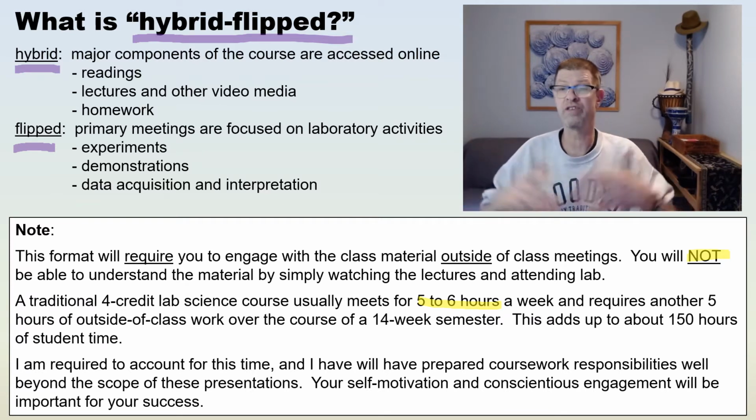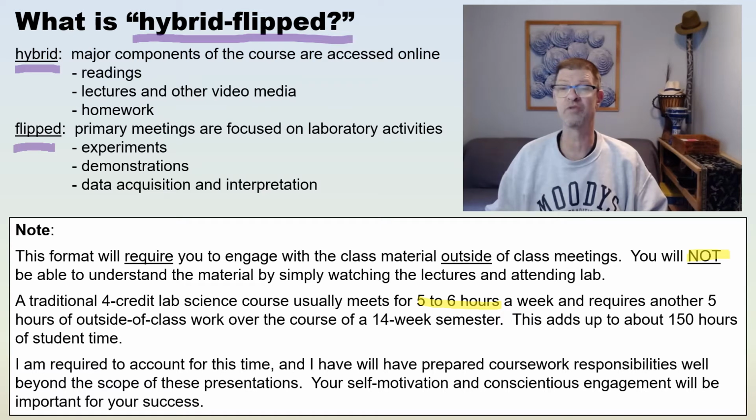And so over the course of a 14-week semester, this adds up to 150 hours of student time. All of our lab science courses require that. I'm required to account for that time. The federal government requires that. So I have to prepare coursework responsibilities well beyond the scope of you watching these videos. Your self-motivation and conscientious engagement will be important for your success. We will talk more in person about how to approach this material and how to not get left behind, because it does happen. It's a weird course.